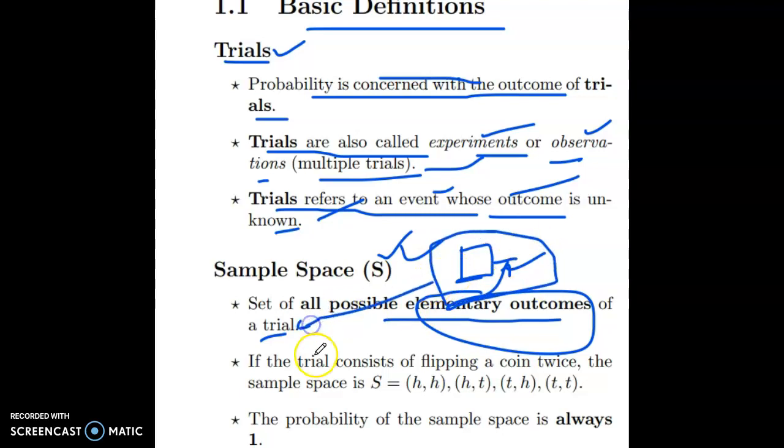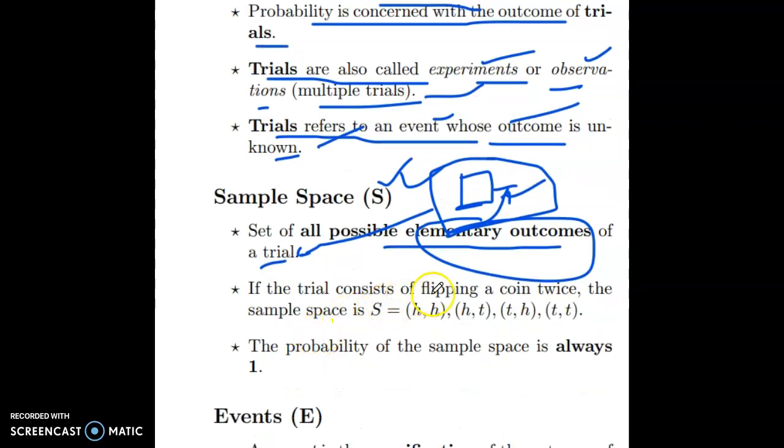If the trial consists of flipping a coin twice, the sample space is S equal to head head, head tail, tail head, tail tail. The probability of the sample space is always 1. This is a very important one.